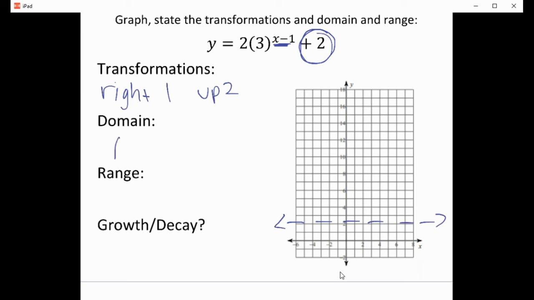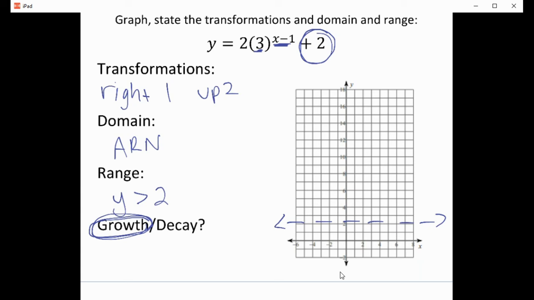I'll just tell you right now, my domain is going to be all real numbers again, because all exponentials have a domain of all real numbers. My range is my asymptote. That's the boundary. So all my y's are going to be greater than 2. Since my b is bigger than 1, it is growth.